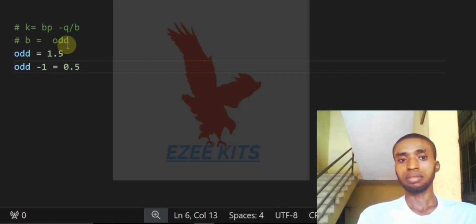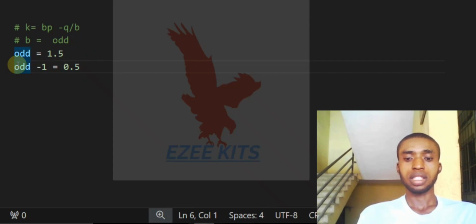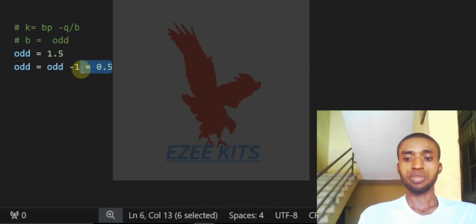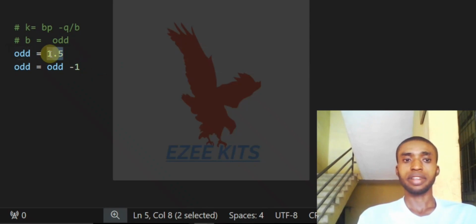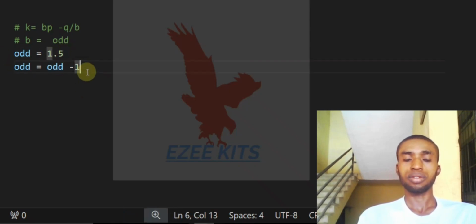So this is how the Kelly Criterion works. We can say our odds is equal to our odds here, minus 1. Let me move this. This odds here, we assume, is 1.5. We are going to do odds equals odds minus 1. So we're done with the odds.